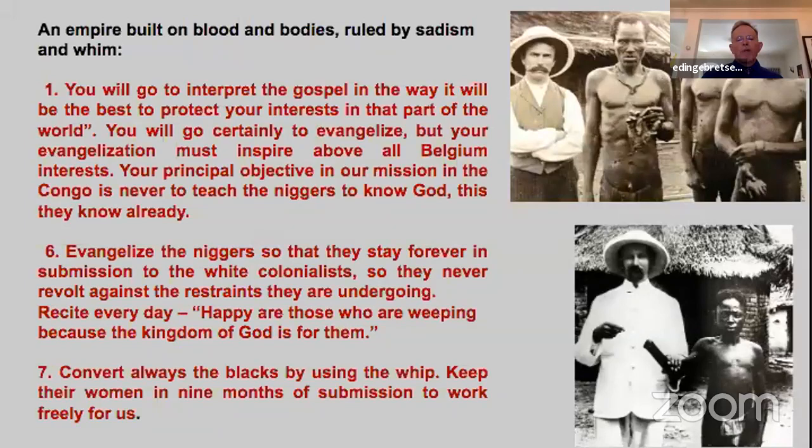An empire built on blood and bodies, ruled by sadism and whim. Leopold II, the second king of Belgium, 1865 to 1909, and through his own efforts, the owner and absolute ruler of the Congo Free State from 1885 to 1908. I should just read these. You go to interpret the gospel in the way it will be best to protect your interests in that part of the world. You go certainly to evangelize, but your evangelization must inspire above all Belgian interests.